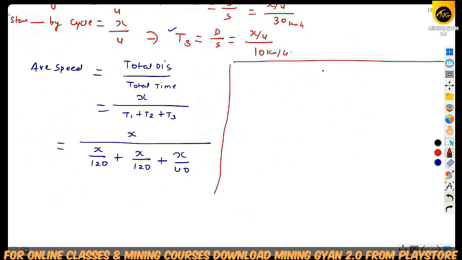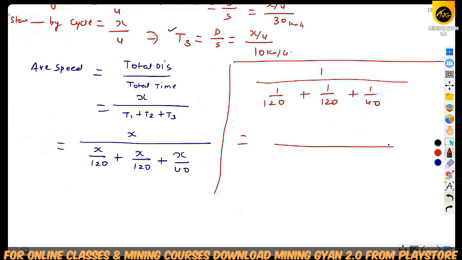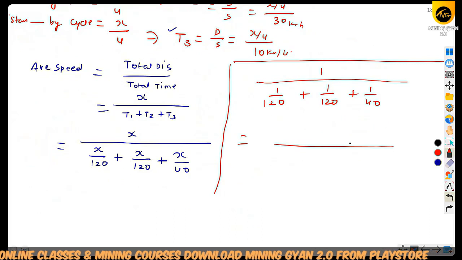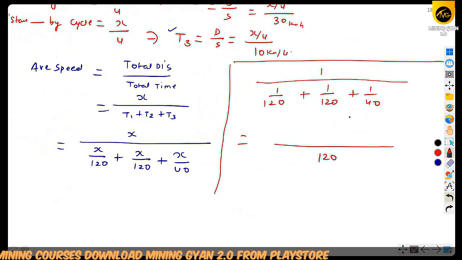So it will be 1 divided by 120 plus 1 divided by 120 plus 1 divided by 40. Now you can use the LCM of 120, 120 and 40, and it will be 120.